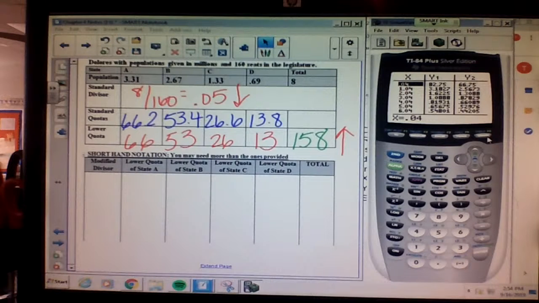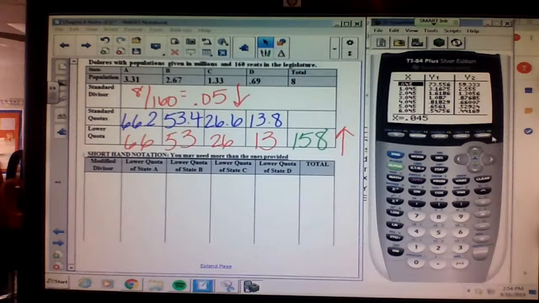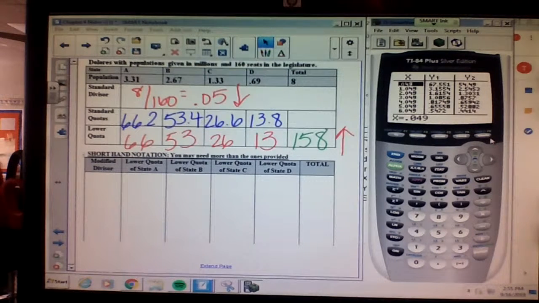I think it's 4.5. Just 0.045. Still way off. Okay? 0.049. This one can't be off by that much, can it? No. Okay? All right. So we're at least somewhere in the ballgame here.